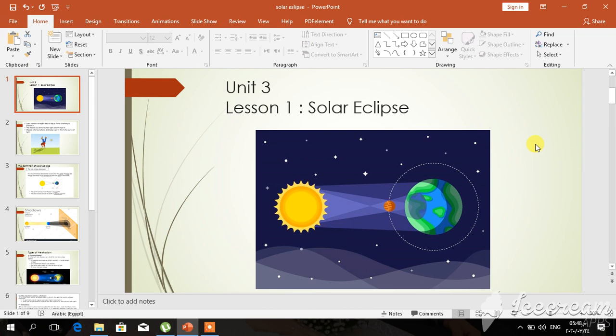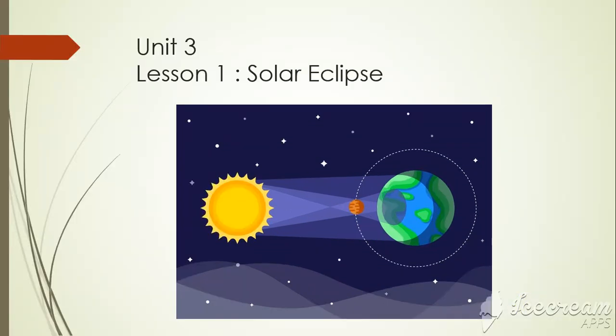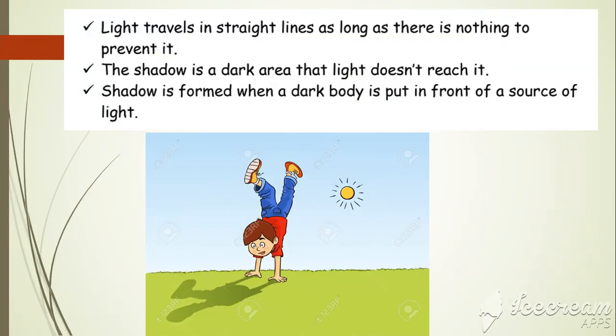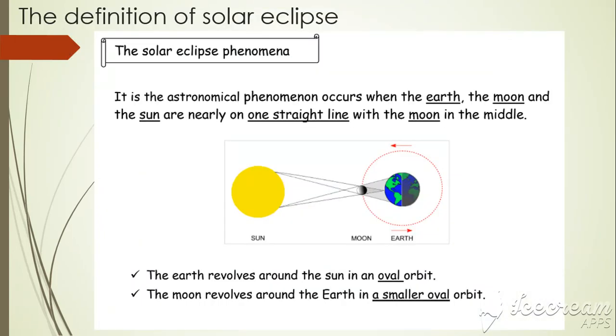Let's start to explain unit number 3, lesson number 1, which is called the solar eclipse. First of all, if you remember that the light travels in straight lines, and if there is any object in front of the source of light, a shadow will be formed. So the shadow is the darkened area which the light can't reach.